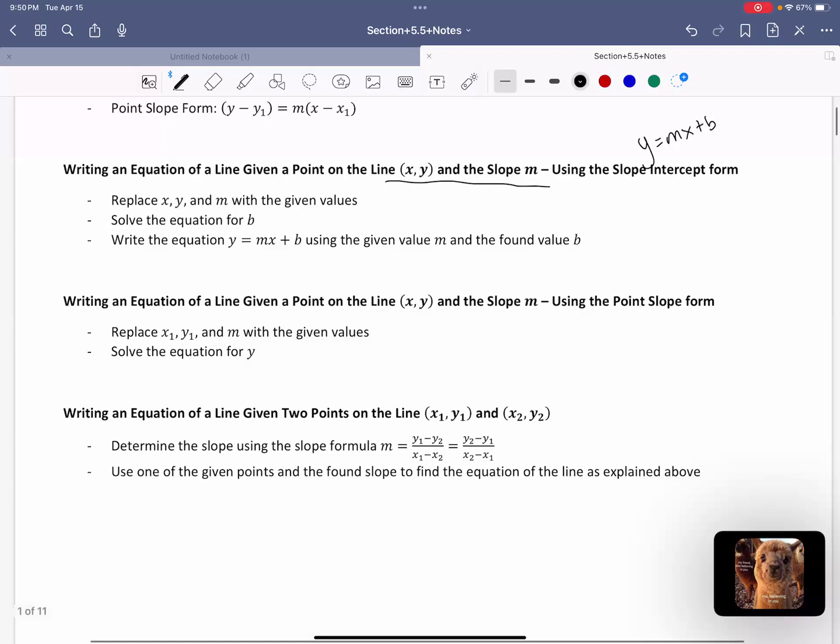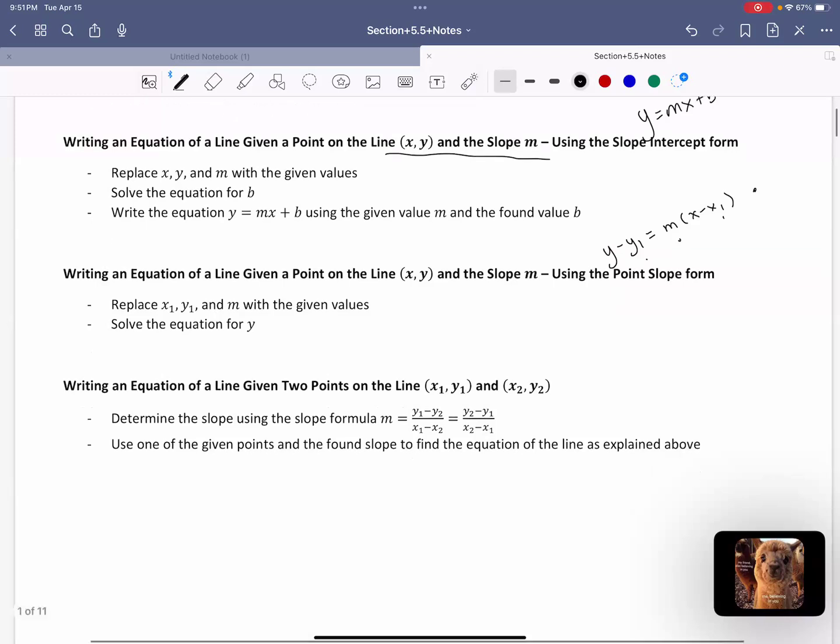The other option we had was to use our point slope form, that y minus y1 equals m times x minus x1. If we used this form of the equation, we replaced the y sub 1, the m, and the x sub 1 with the numbers we were given. And if we use this equation, we solved for y.